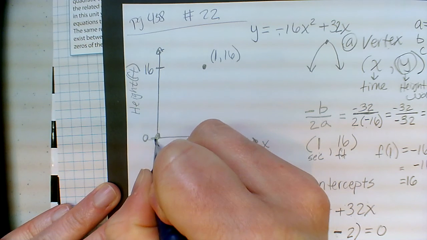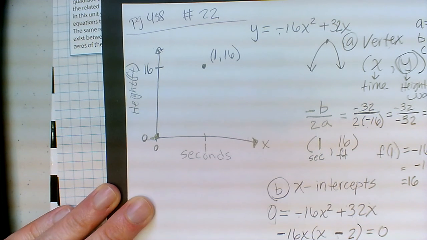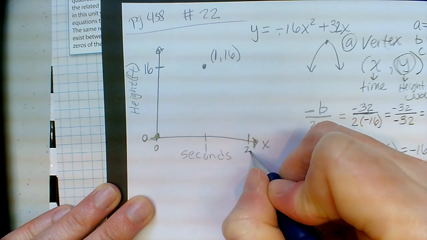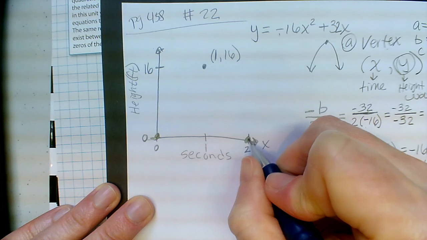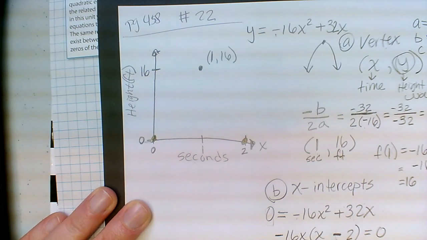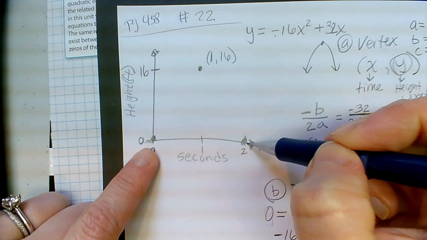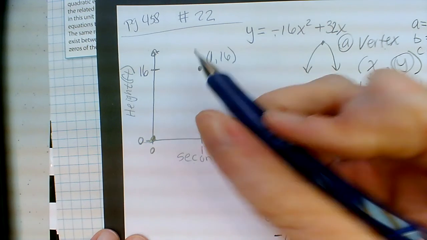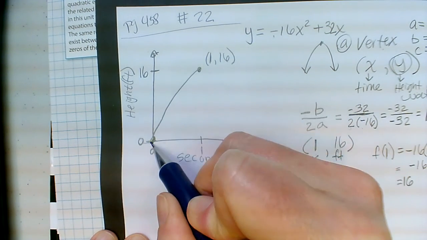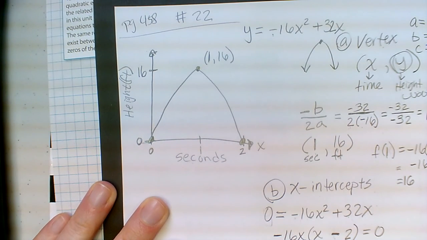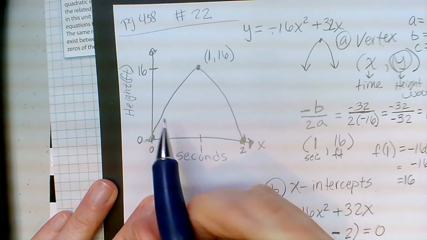I've got an x-intercept here at 0, 0, and I have another one. Let's say if this is 1, then I'm going to put 2 right here. So I'm going to put another point right here at 2, 0. So look, I've got the vertex, and then I've got the 2 x-intercepts. Watch what we can do. We can draw the sides of the parabola. Okay? Look at that. Isn't that neat?